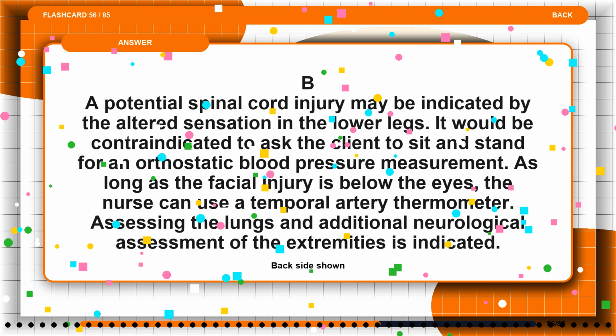The answer is B. A potential spinal cord injury may be indicated by the altered sensation in the lower legs. It would be contraindicated to ask the client to sit and stand for an orthostatic blood pressure measurement. As long as the facial injury is below the eyes, the nurse can use a temporal artery thermometer. Assessing the lungs and additional neurological assessment of the extremities is indicated.